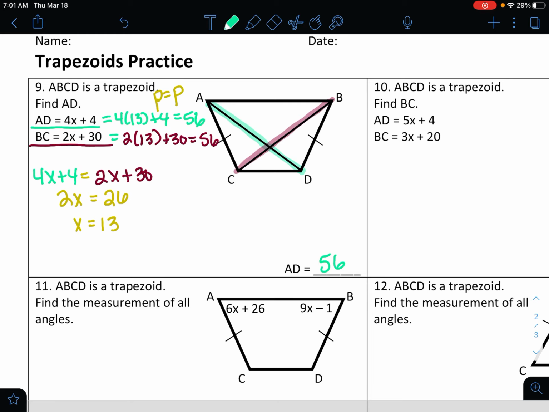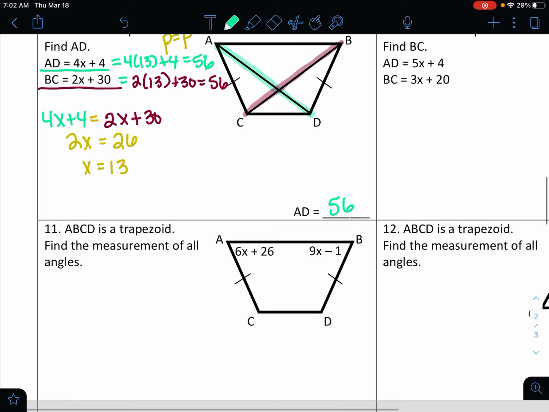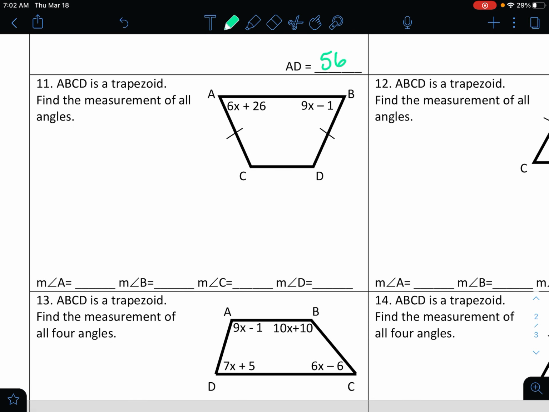Moving on, number 10. Number 10 is just like that, okay? So do the same thing for number 10, just like number 9. Try it on your own. Number 11, ABCD is a trapezoid. Find the measurement of all angles. Okay.